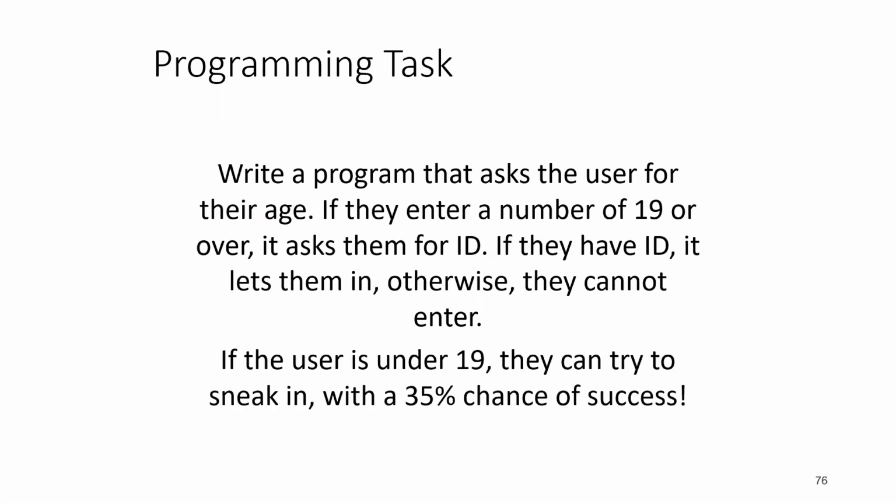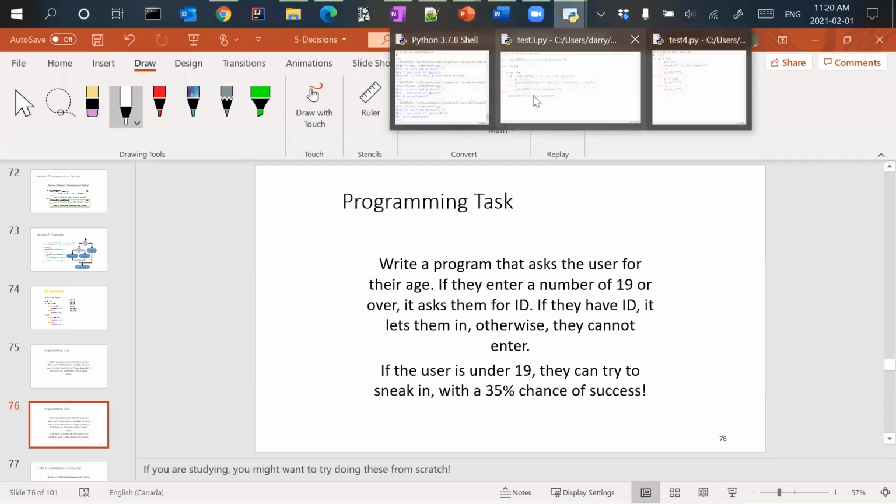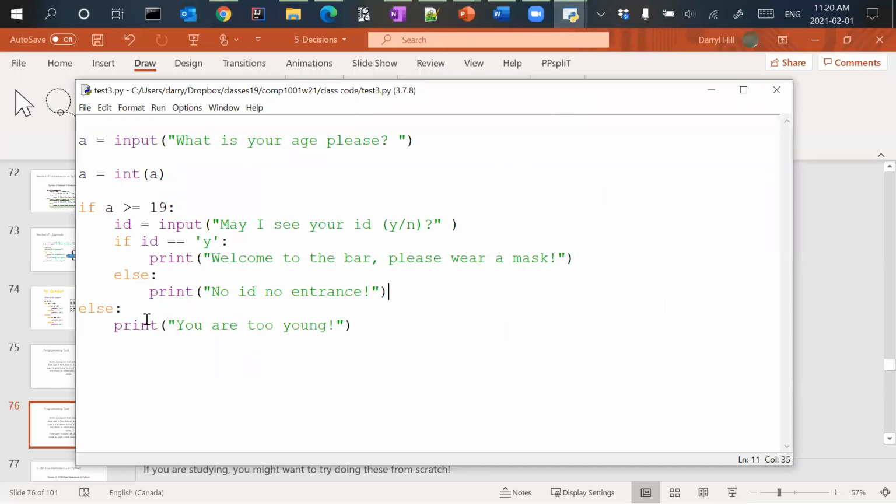Write a program that asks the user for their age. If they enter a number of 19 or over, ask them for their ID. Otherwise, we're going to try and sneak in. Okay, so a couple things are going to be different here. I got a syntax error when trying to put the else statement in. How is that fixable?